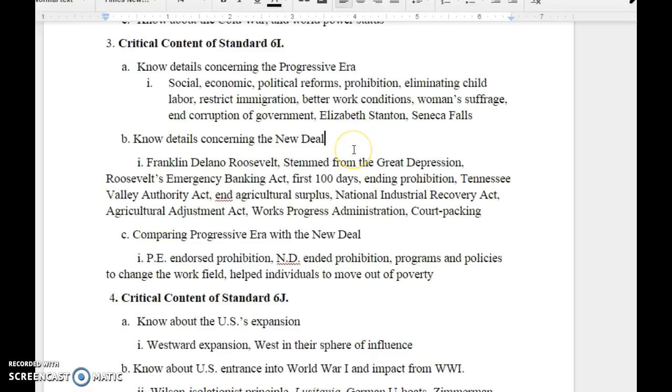and I should also know about the details concerning the New Deal. And obviously Franklin Delano Roosevelt came up with the New Deal. It stemmed out of the Great Depression. You have Roosevelt's Emergency Banking Act. The first 100 days he was going to change the economy around.